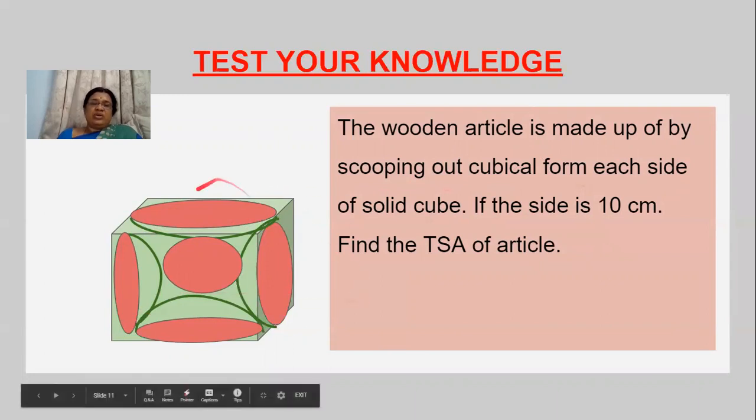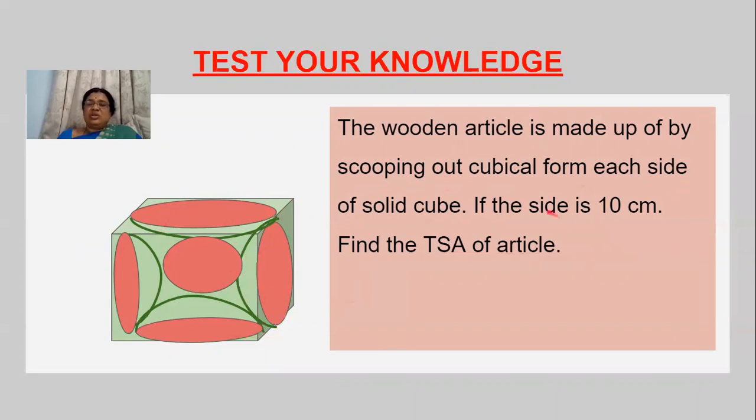on 1, 2, 3, 4, 5, and 6 sides. So the edge of the cube is given, how much? It is 10 centimeters. You have to find out the total surface area of this article. So for that you have to find out first the volume of the cube. You have to find out the volume of the cube.